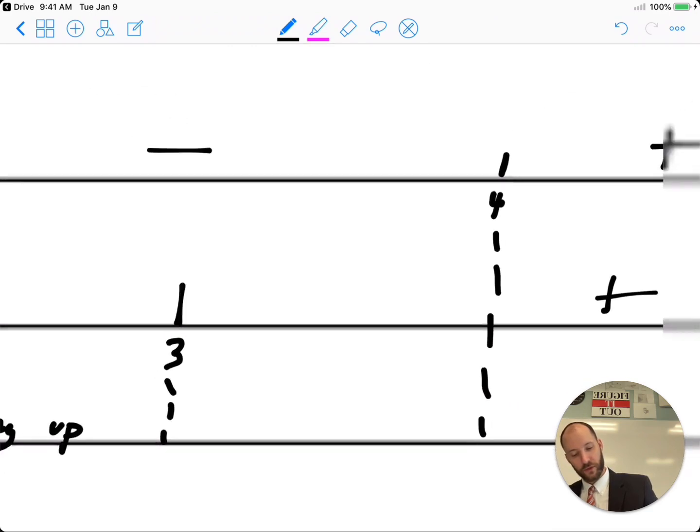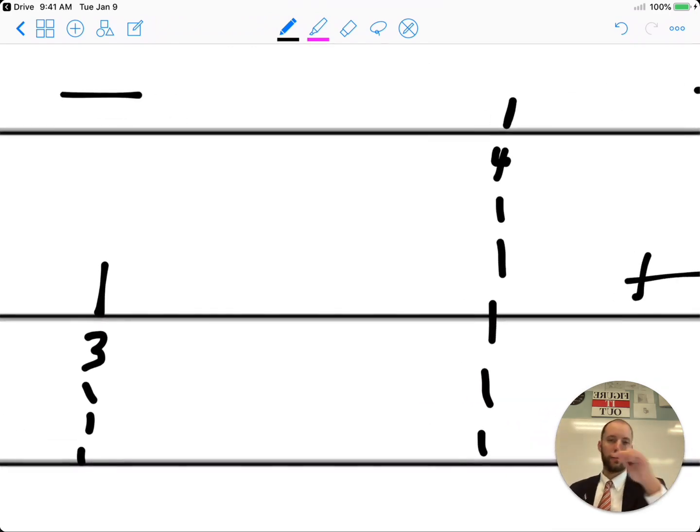Now, from 3 to 4, the acceleration changes. So we're moving down, velocity negative, but now we're being pushed up. So we're slowing down, we're meeting resistance.